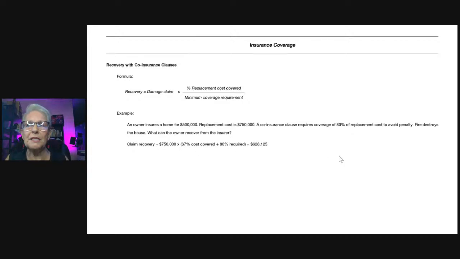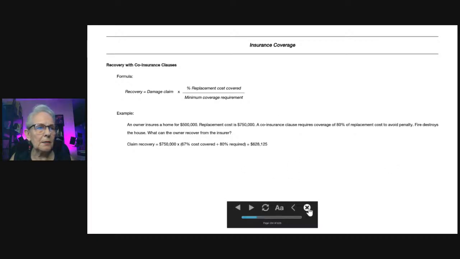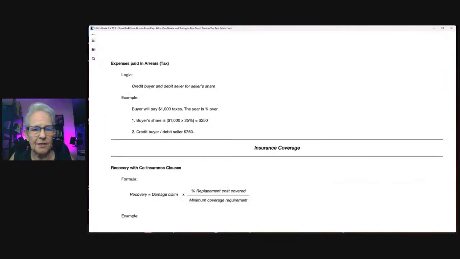So those are details that have to be looked at on insurance policies. And of course, they also will have a deductible, which is not included on here. Okay, so that is our math coverage for this evening.